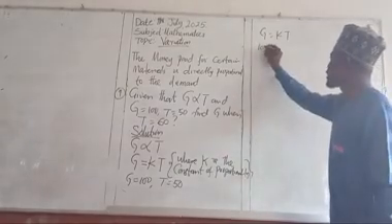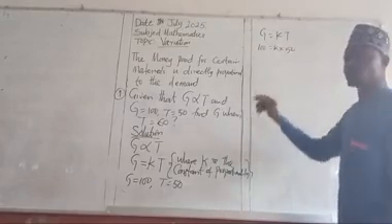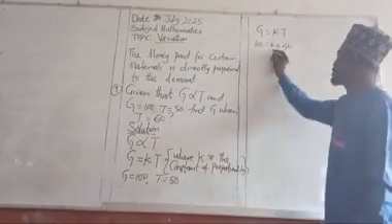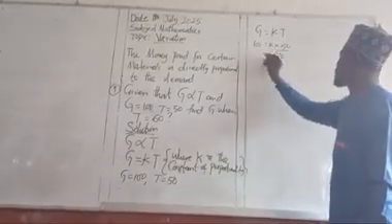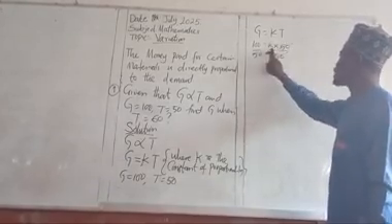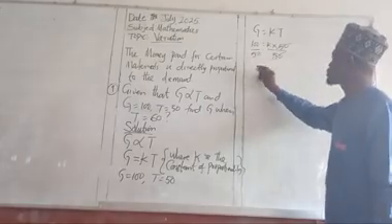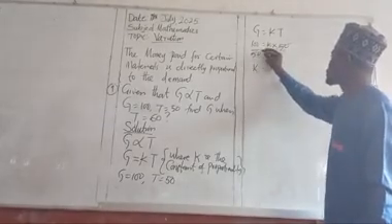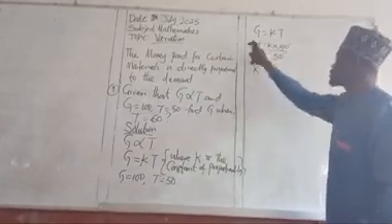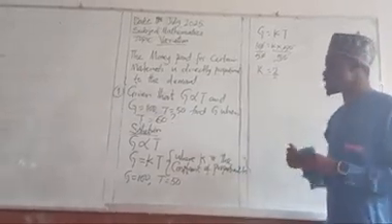100 is equal to K times T, which is 50. We have to find K by dividing both sides by 50. 50 cancels 50. K is equal to... 0 cancels 0, 10 divided by 5 is 2. Which means the constant of proportionality is 2.